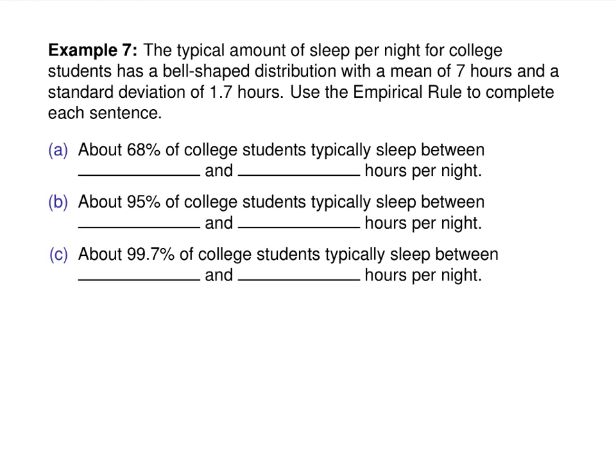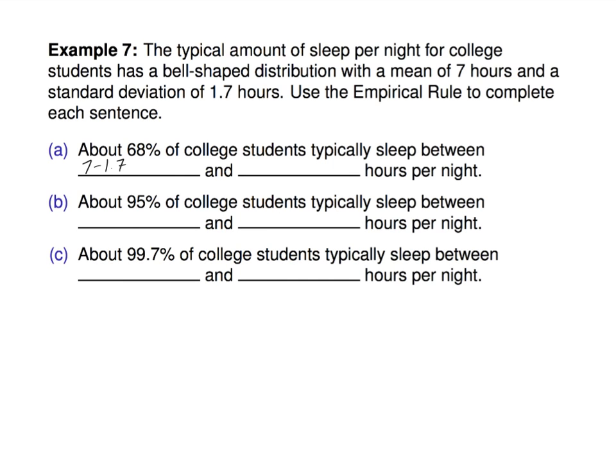So that's really a great example: college students and sleep, because you're probably not sleeping much. The typical amount of sleep per night for a college student has a bell-shaped curve distribution with a mean of 7 hours and a standard deviation of 1.7. So 68% sleep between 7 minus 1.7 and 7 plus 1.7.